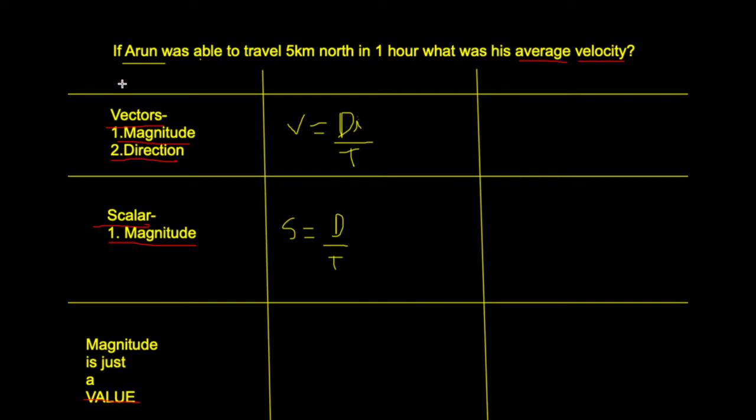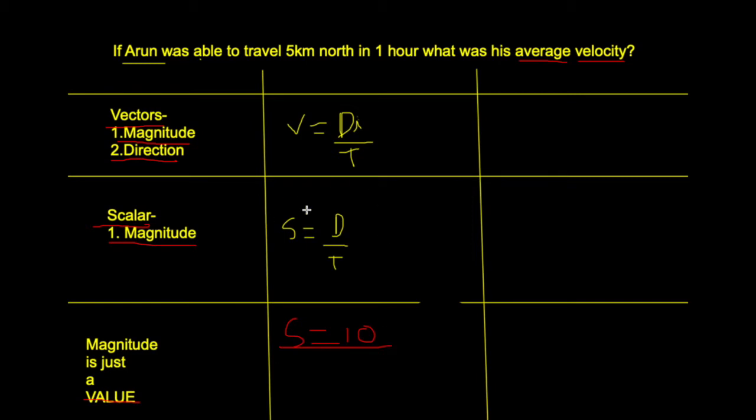So to become a vector or a scalar, you need to have magnitude. However, for direction, when we find speed, we don't say 10 kilometers per hour in the north. Do we say this? No, we don't. This is wrong. We just say 10 kilometers per hour. Nothing else matters for speed.